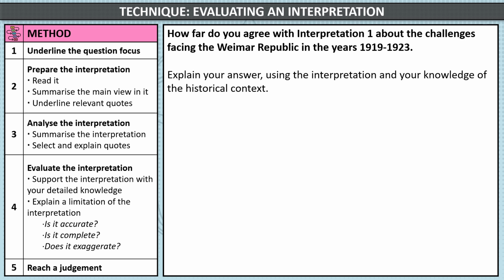How far do you agree with interpretation 1 about the challenges facing the Weimar Republic in the years 1919 to 23? Now, because the question says, how far do you agree, we know we need to evaluate the interpretation. This means we have to decide how true the interpretation is. We're going to write about what the interpretation gets right and what it gets wrong. In other words, the strengths and limitations of the interpretation.